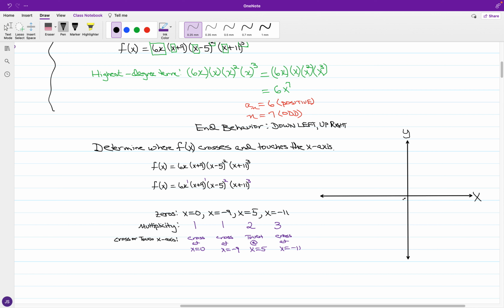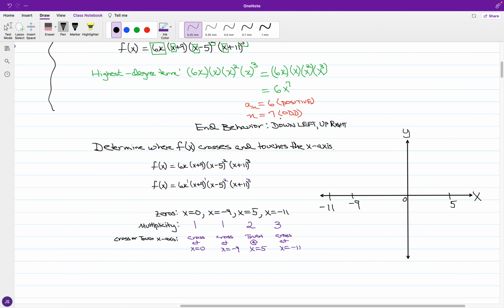Okay, so you've got 0, 5, as well as negative 9 and negative 11. And now if you've got the origin to be an x-intercept, that's going to automatically be your y-intercept as well. So we have the locations and the end behavior. The end behavior is down to the left and up to the right.